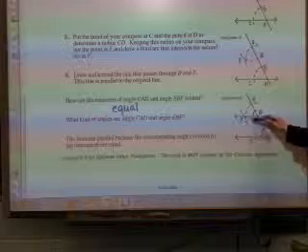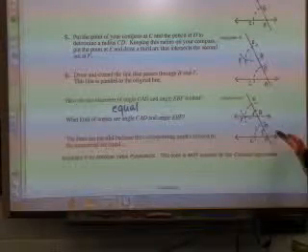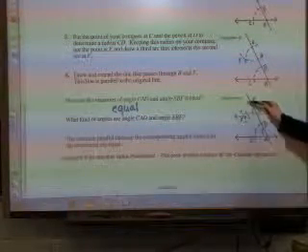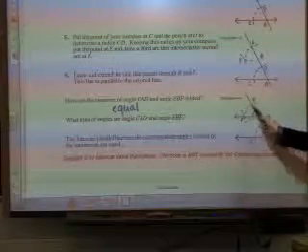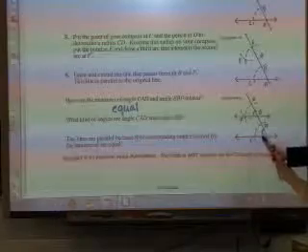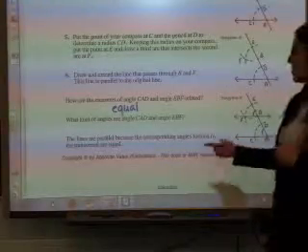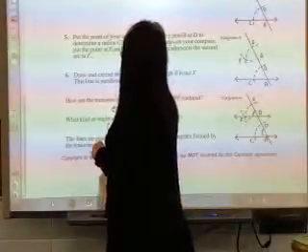Co-interior means they'd both be inside. Alternate means they'd have to be on either side. Corresponding means they're on the same side in the same position. This was in the top left. This is top left. So these are corresponding.